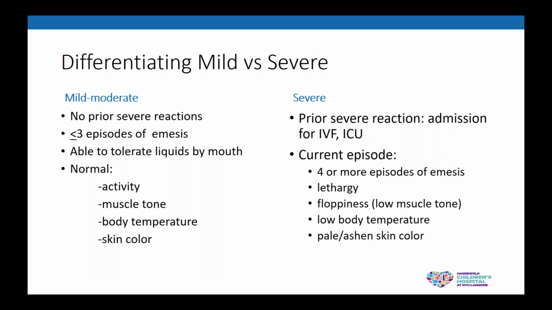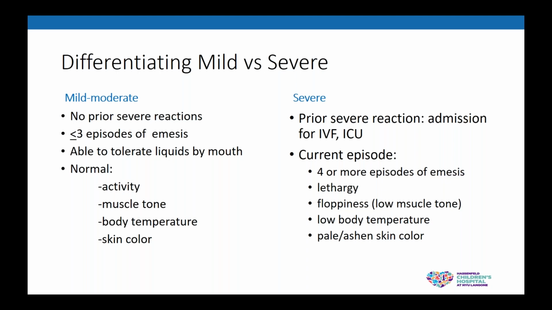So just to show again what the difference is between a mild, moderate versus severe reaction, or the patients undergoing a current reaction. The patient who has had no prior severe reactions and is having 3 or fewer episodes of emesis, and is able to tolerate small amounts of liquids by mouth and has normal activity, normal muscle tone, body temperature, and skin color, this patient can be managed at home and will recover within several hours. So there's no need to take this person to the emergency room.